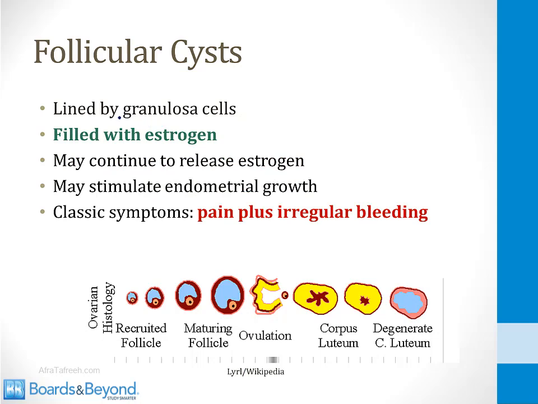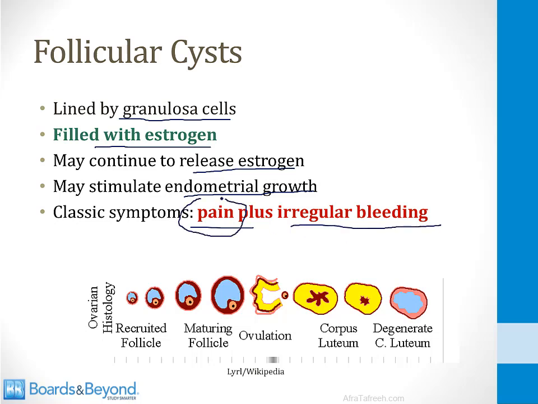These follicular cysts are lined by granulosa cells, just like normal ovarian follicles, and for that reason, the granulosa cells make estrogen, and the fluid in the middle of the cyst is filled with estrogen. And in fact, these follicles may continue to release estrogen into the plasma, and this can stimulate the endometrium of the uterus to grow, just like estrogen normally does as part of the menstrual cycle. For this reason, a classic presentation of a follicular cyst is a relatively young woman who has pelvic pain plus irregular bleeding. Pain is caused by the growing follicular cyst, and the irregular bleeding is caused by the estrogen coming from the granulosa cells that line the cyst.